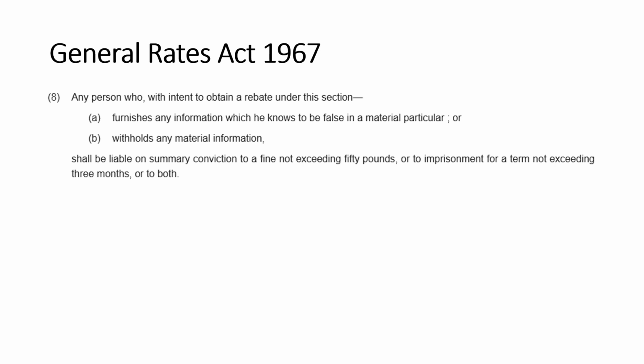Now it says General Rates Act 1967. Any person with the intent to obtain a rebate under this section would get into some hot water if they furnish any information which he or she knows to be false in a material particular or withholds material information. Shall be liable on summary conviction to a fine not exceeding £50 or to imprisonment for a term not exceeding 3 months or both.